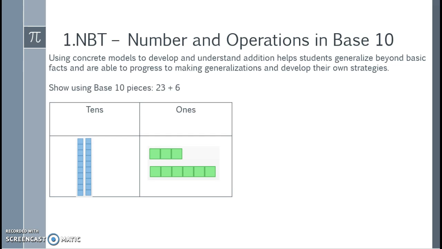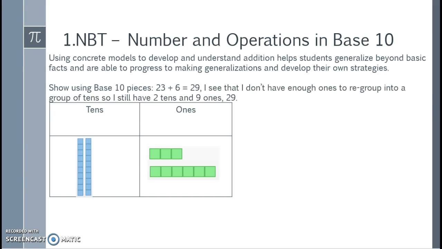I count that I have 1, 2, 3, 4, 5, 6, 7, 8, 9 ones, so I do not have enough to regroup and make into tens. So 23 plus 6 is 29. I see that I don't have enough ones to regroup into a group of tens, so I still have 2 tens, and now I have 9 ones, so 29.